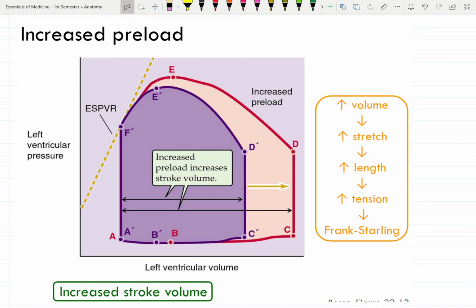Okay, so here I'm going to be discussing the physiological variations that occur within the cardiac cycle. There are three main types, and I'll be discussing them one by one. So we'll start with the increased pressure preload.